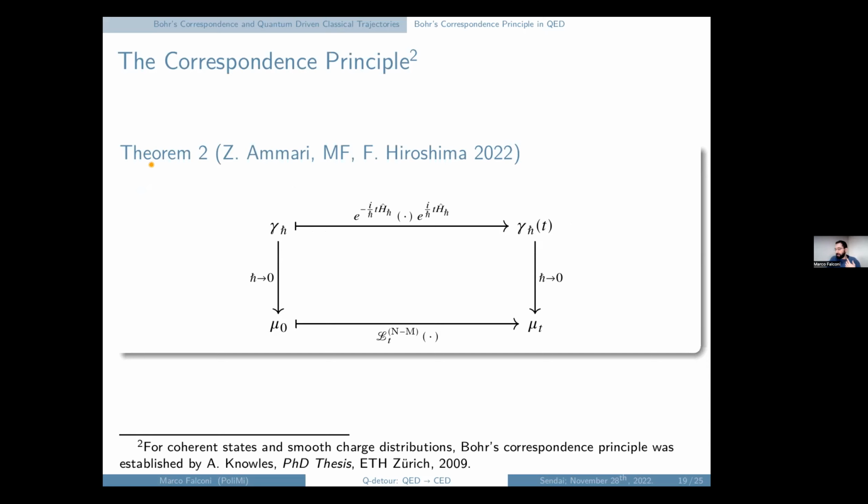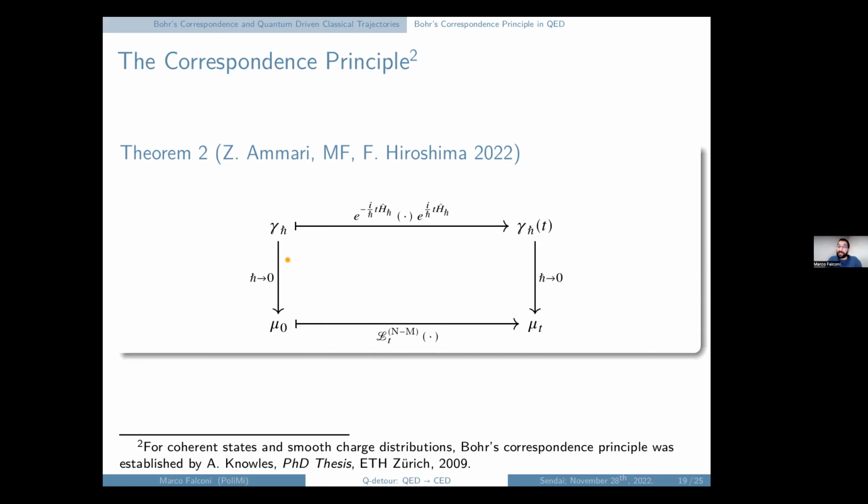So the correspondence principle tells us that we have this type of commutative diagram. If we start from gamma_h, so from a quantum state, and we take the limit, we obtain the corresponding Wigner measure mu_0. Then if we make mu_0 evolve with this Liouville equation, I will be more explicit soon, but okay, there is an evolution that is a Liouville type evolution, a transport equation for this measure, we can go to the measure mu_t.